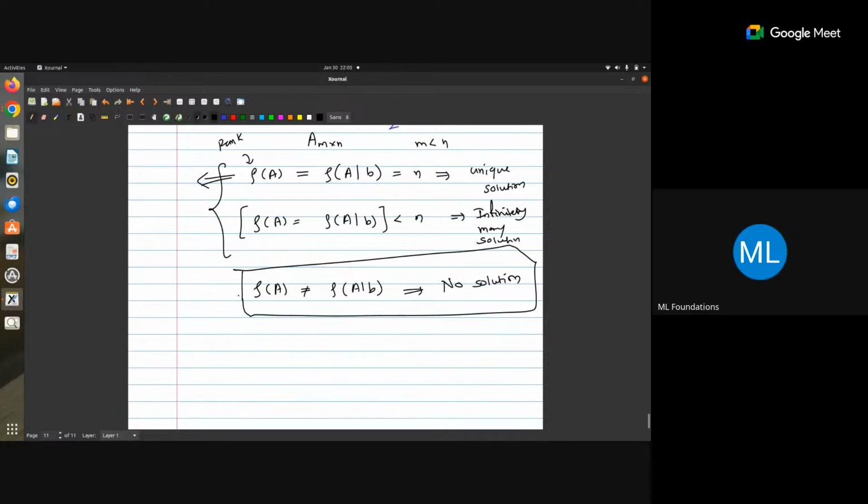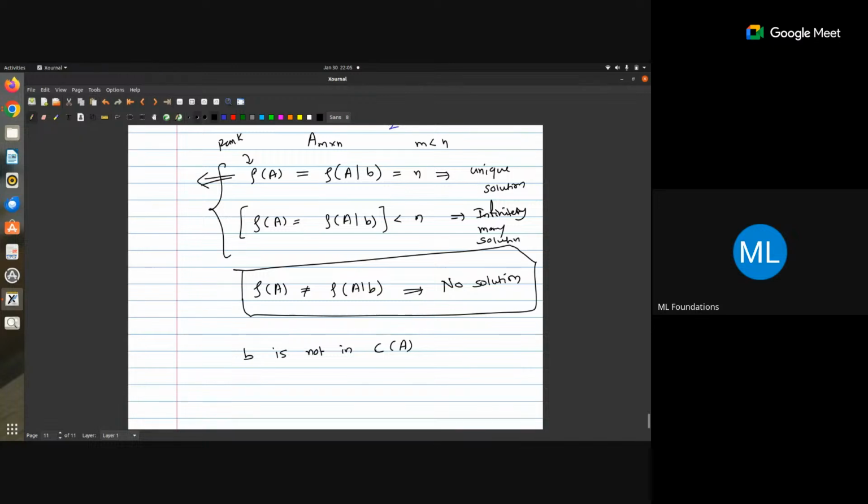And when I am saying there is no solution, what does that mean? What can we say about B? B is not in the column space of A. Right? Okay. If there is no solution, then B is not in the column space of A. Fine, right? Or vice versa, if B is not in the column space of A, that means you will not get a solution. Both statements are equivalent.